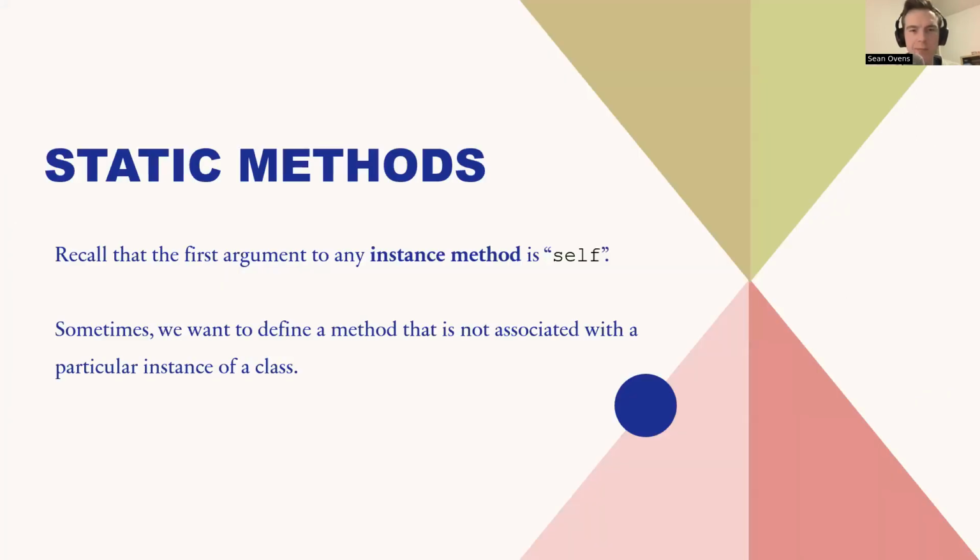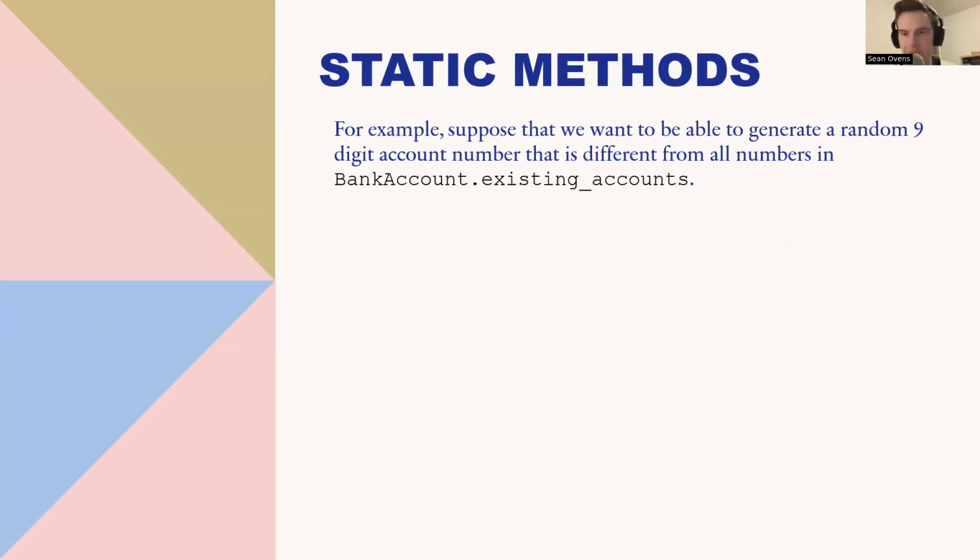With that example done, let's go to static methods. Similar to class attributes, we can also define methods in our class that aren't associated with any particular instance of the class. In Python, this means writing a method whose first argument is not self. Such a method is called a static method. For example, let's suppose we want our bank account class to be able to generate new account numbers that differ from all of the existing account numbers.